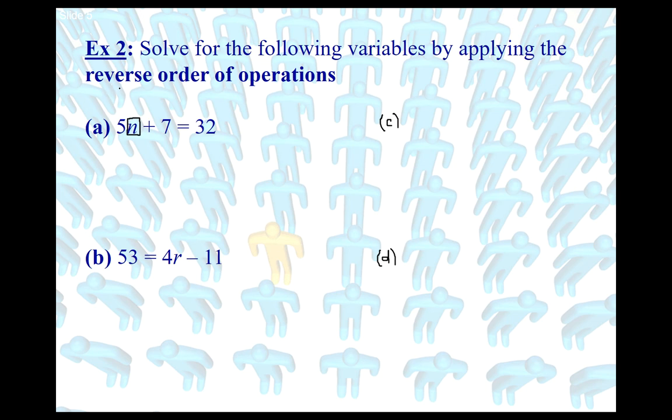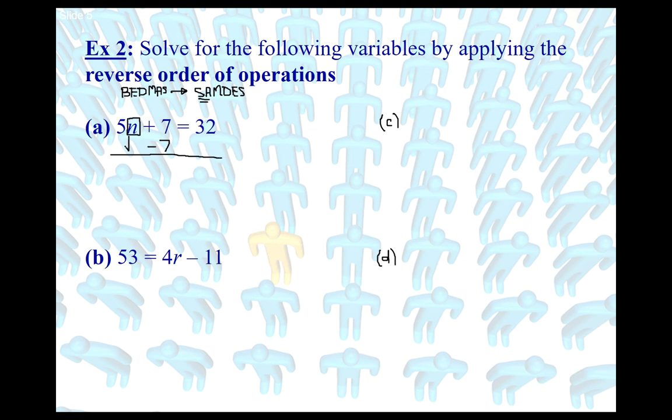Regular order of operations would be BEDMAS. The reverse order of operations would be SAMDES, which means we deal with subtraction and addition first. We're going to deal with the 7 first. So how do we get rid of the 7? Apply the opposite operation. What's the opposite operation of addition? Subtraction. So we're going to subtract 7.